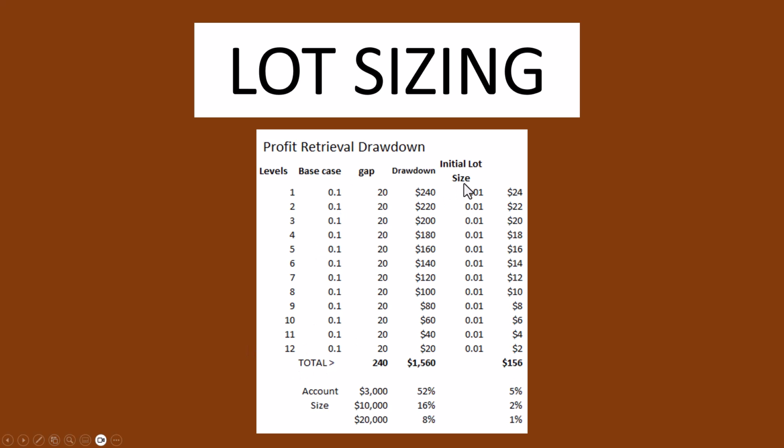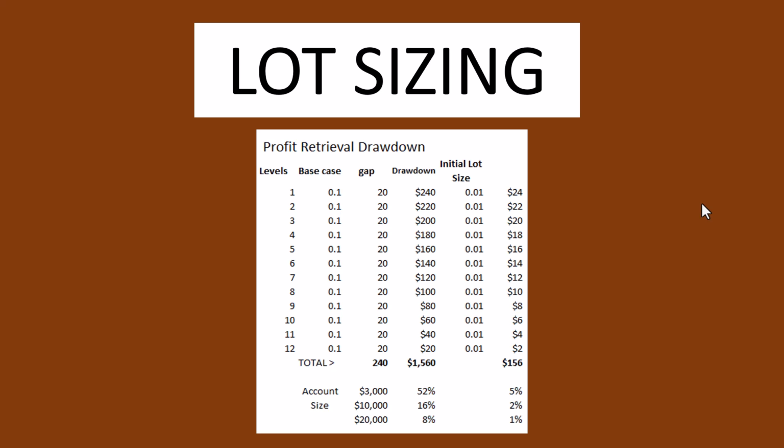So here's a good example. Suddenly your drawdown is so much smaller, and look at that. On a $3,000 account, now you only have a drawdown of 5%. On a $10,000 account, you only have a 2% drawdown, and on a $20,000 account, you have a 1% drawdown, which is rounded, obviously.